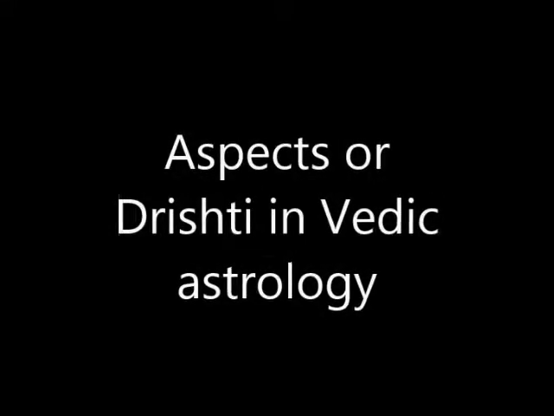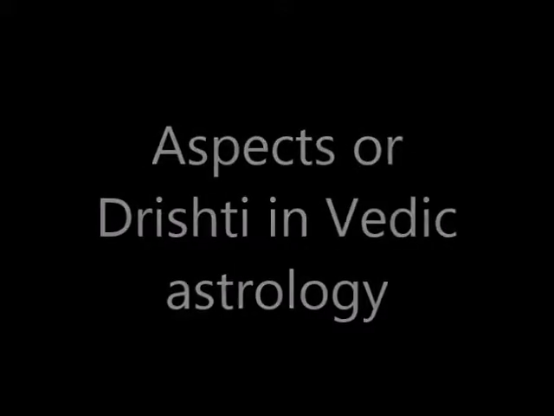Hello, this video will discuss aspects in Vedic astrology. Aspects in Sanskrit is called Drishti. We have aspects by planets on other houses, which means that those planets simply look at the other planets or the signs or those houses. So if the house does not have any other planet on it, the planet which is aspecting will aspect that house or a sign.